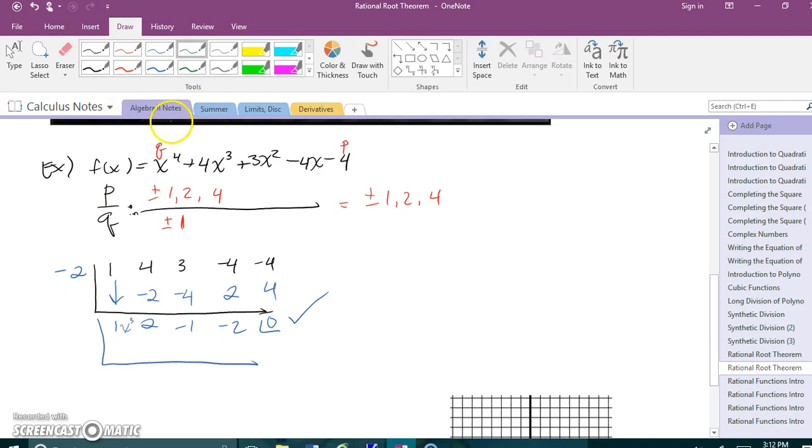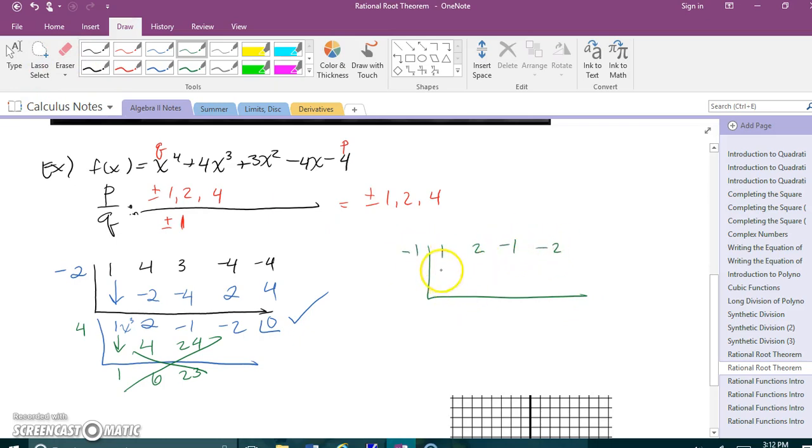Let's try another number here. Let's try 4. Why not? So let's bring the 1 down. 1 times 4 is 4. 24. This isn't really looking too good. Yeah, this is definitely not going to work. So that's whenever you would set up a new synthetic division. Or if you have an eraser, you can just erase it. And let's try another number.